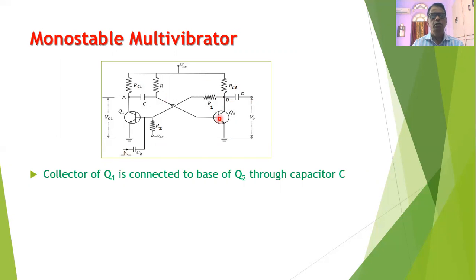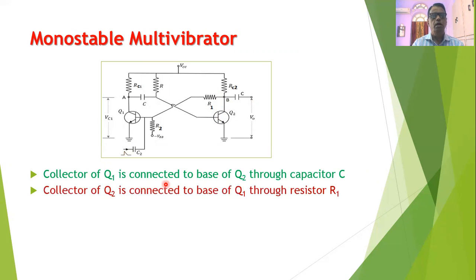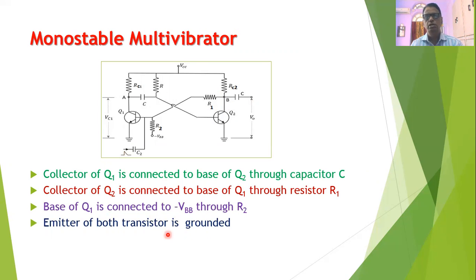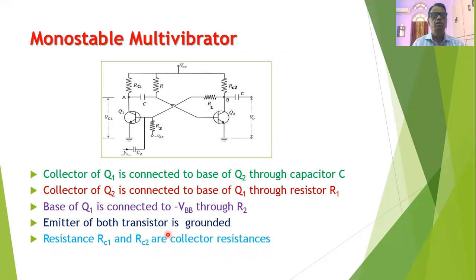As shown in the figure, the collector of Q1 is connected to the base of Q2 through the capacitor C. The collector of Q2 is connected to the base of Q1 through the resistance R1. The base of Q1 is connected to the negative power supply, minus VBB, through the resistance R2. The emitter of both transistors is grounded. RC1 and RC2 are the collector resistances, and the other terminal of these two resistances is connected to the positive power supply. The output of the monostable multivibrator can be obtained at the collector of Q2.